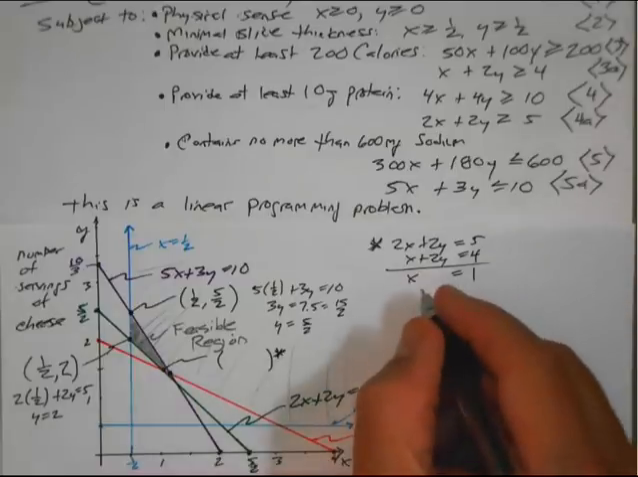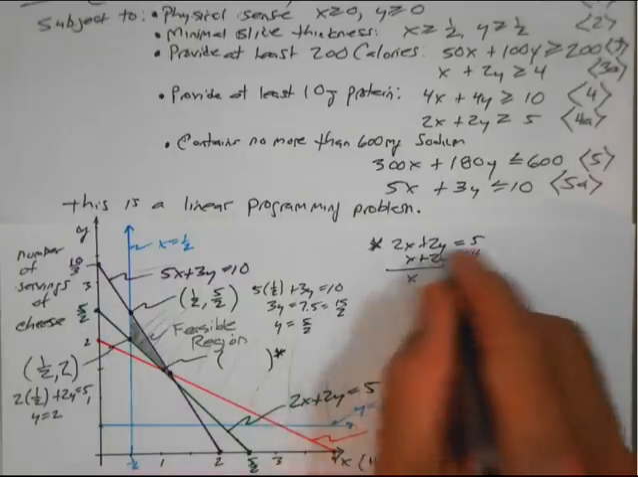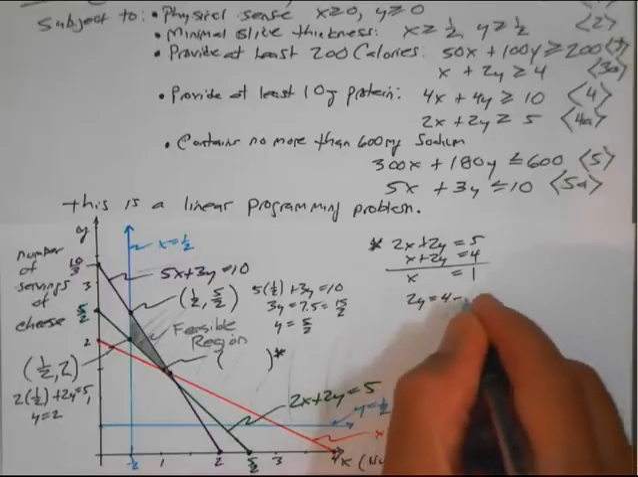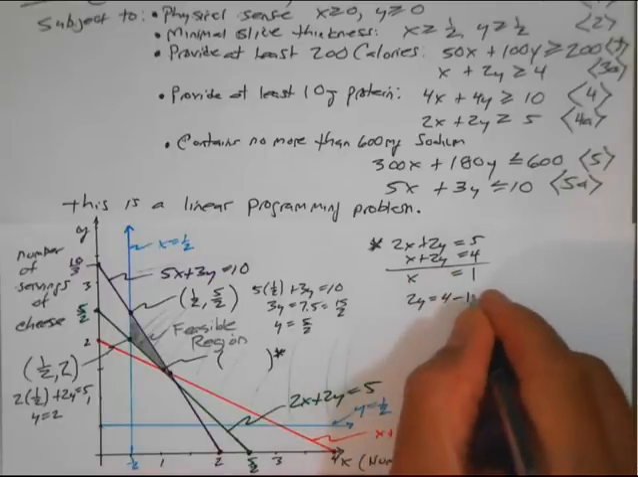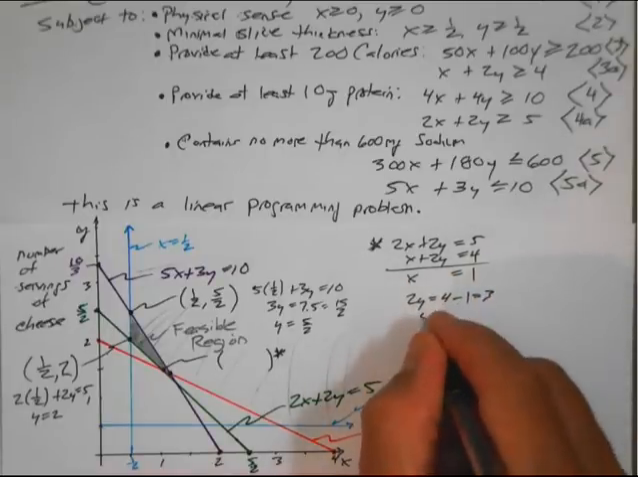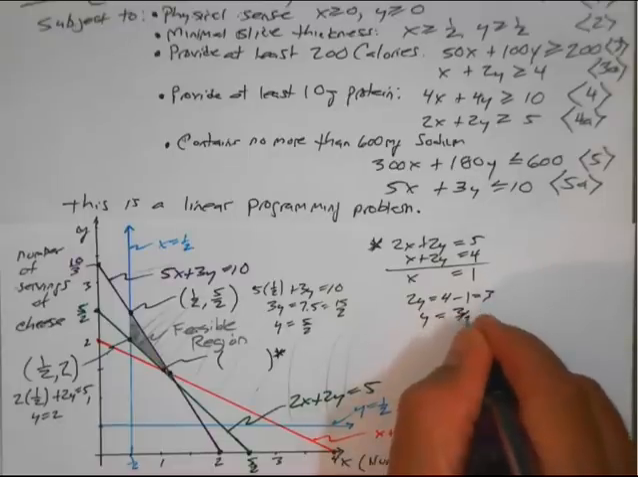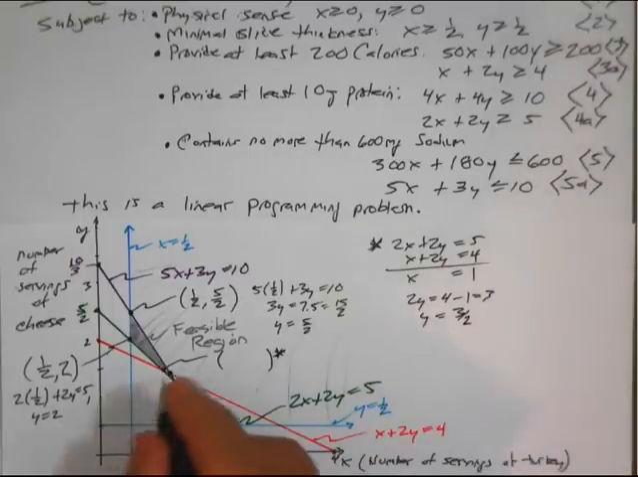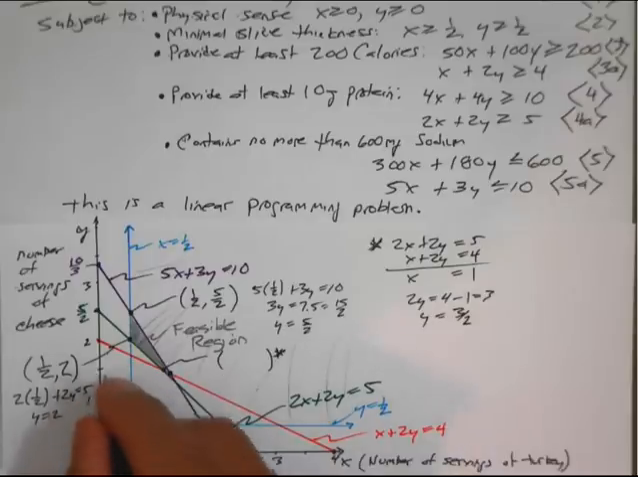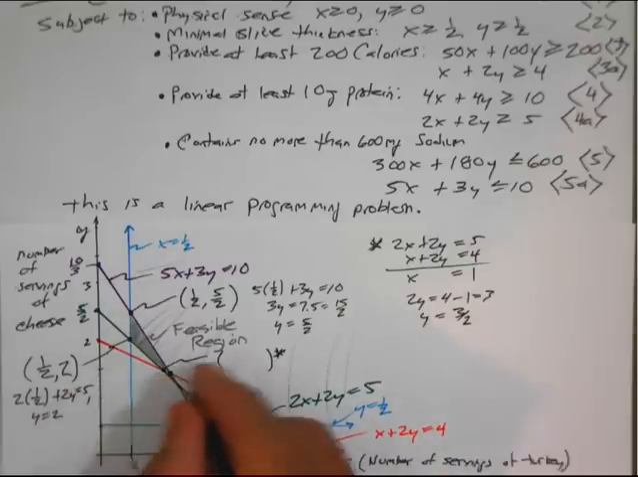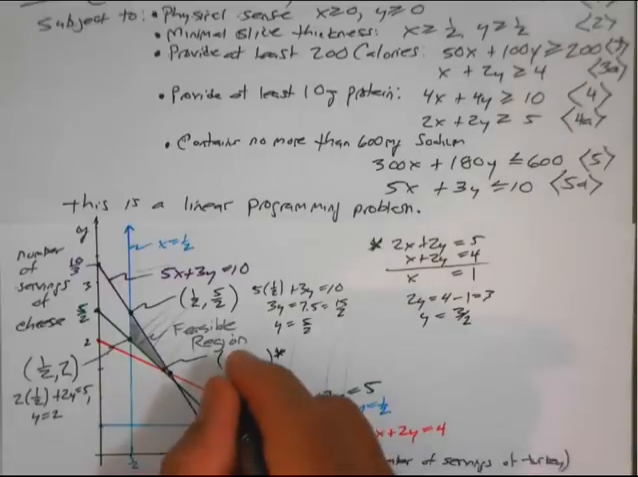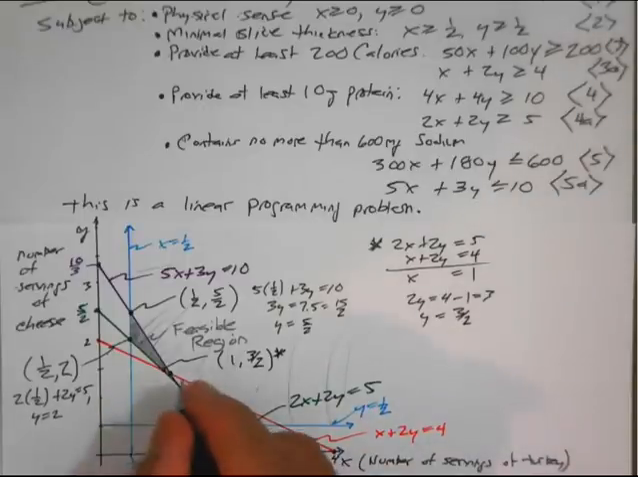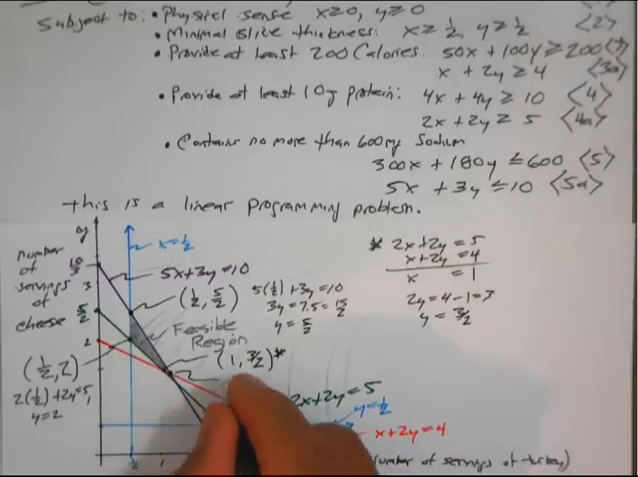Then to get the corresponding y, recycle this second equation perhaps. You'd have 2y equals 4 minus x, which is now 1. So there's 3. That would give us y equals 3/2. Do we like that? Look for graphic consistency. Here's 1, there's 2, there's 1.5. It looks pretty good. 1, 3/2.